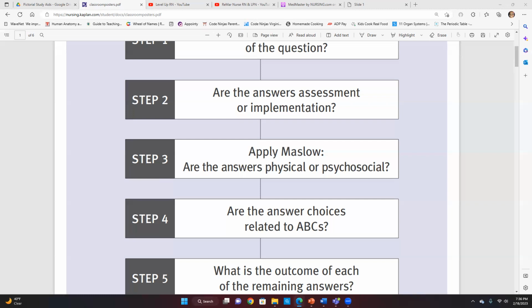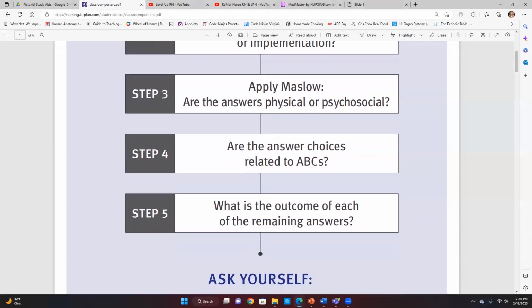No. Okay, awesome. Step 3, apply Maslow. Are the answers physical or psychosocial? If you are not familiar with Maslow's hierarchy, you have to be. That is going to be a part of what you need to understand. And your questions really won't say, okay, in accordance with Maslow. Well, sometimes I've seen some test questions on ExamSoft say that, but usually your NCLEX questions won't say, in accordance with Abraham Maslow. It will be understood that that is what you're using to prioritize. So when you see Maslow, you should think prioritize.